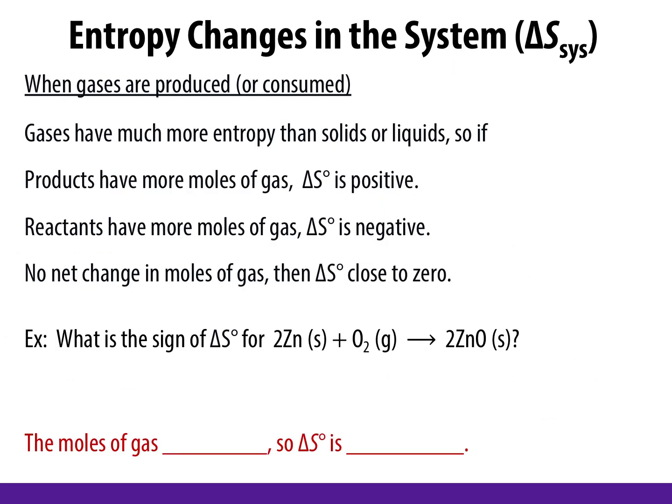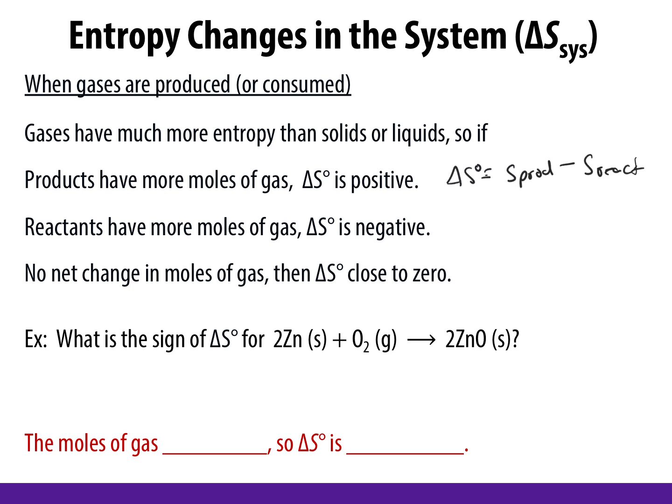As a consequence, in a chemical reaction, when gases are produced or consumed, since the gases have so much more entropy than anything else, we can estimate the change in entropy for a reaction by just thinking about the gases that are produced or consumed. If the products have more moles of gas, then delta S is going to be positive because delta S naught is S of the products minus S of the reactants.